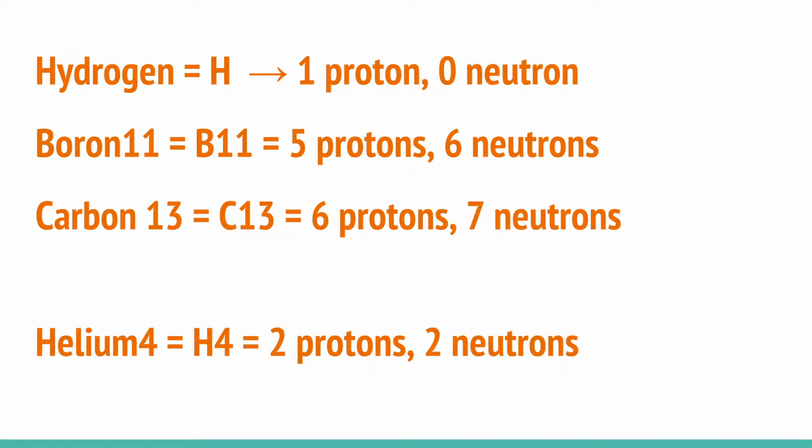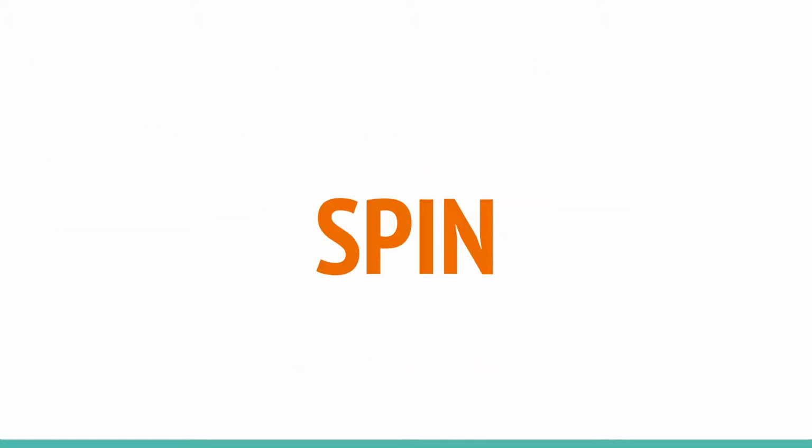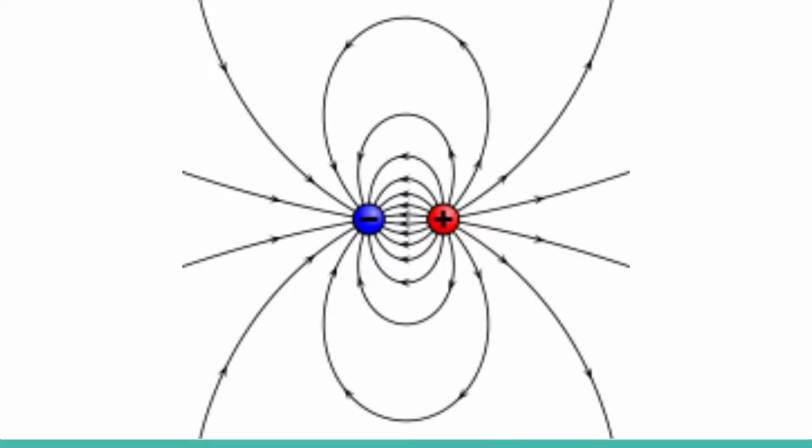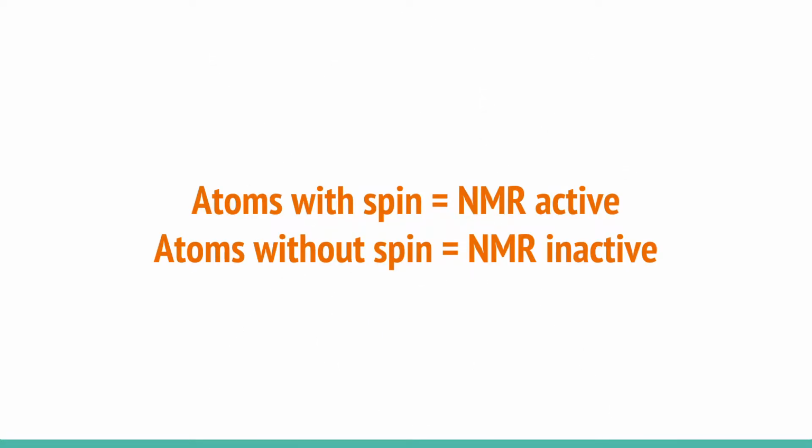This is because atoms with an odd number of protons and/or an odd number of neutrons have a property known as spin. Now, nuclei of atoms are charged. Therefore, it has a magnetic field. Anything with a charge does. So nuclei with a spin have their own magnetic fields. These atoms with a spin are called NMR active. Atoms without the property are called NMR inactive.